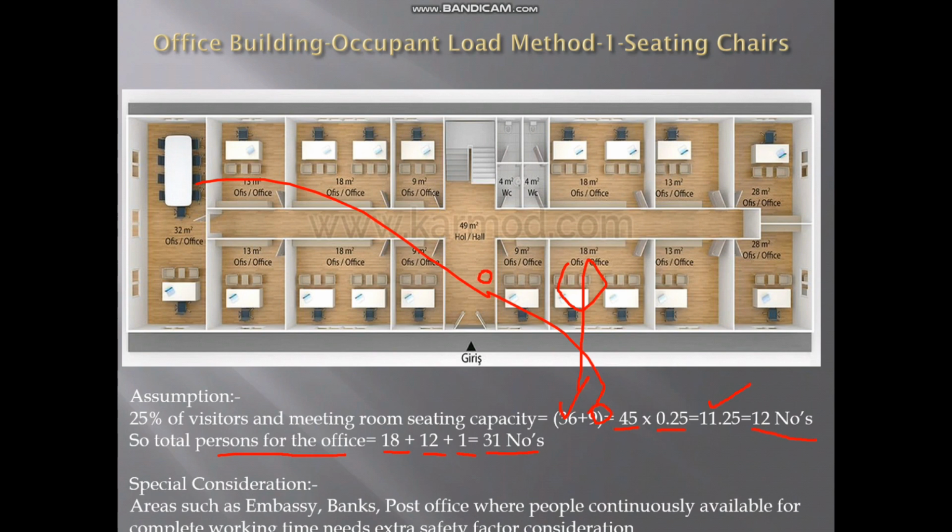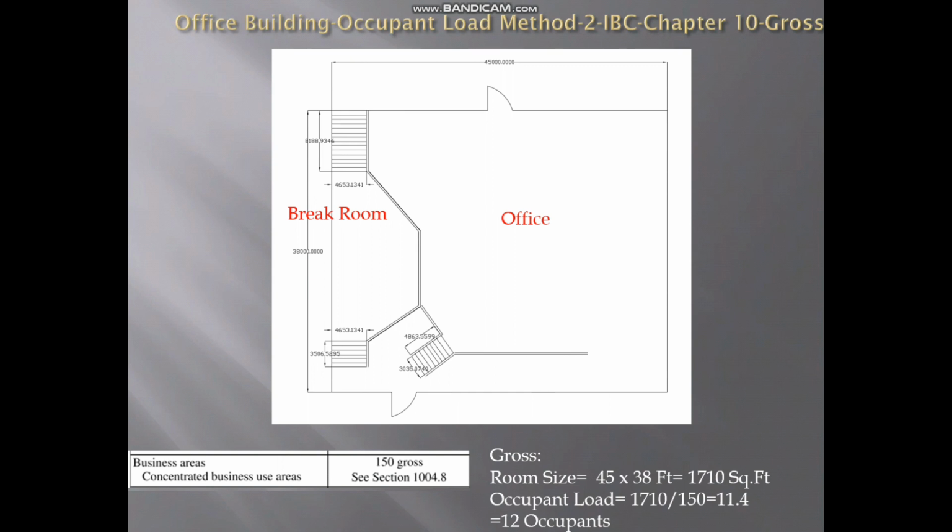But one important thing here: areas such as embassies, banks, and post offices, where people are continuously available for the complete working time, you have to consider some additional safety, like 50% instead of 25%. So this is the first example. It is based on the gross method.